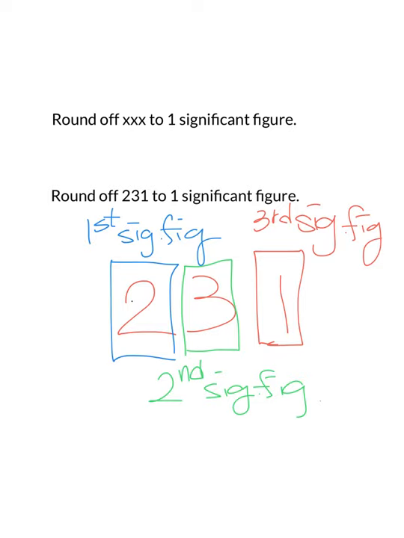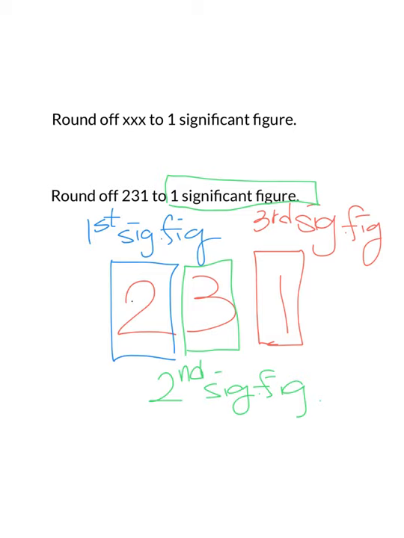If we want to round off 231 to one significant figure, it means that now we have three numbers, 2, 3, 1. There is too much information. I don't want to have three numbers. Can you tell me this number by only using one number? That is the meaning of using one significant figure. When you see this statement, you need to use one number to represent this whole number, 231.